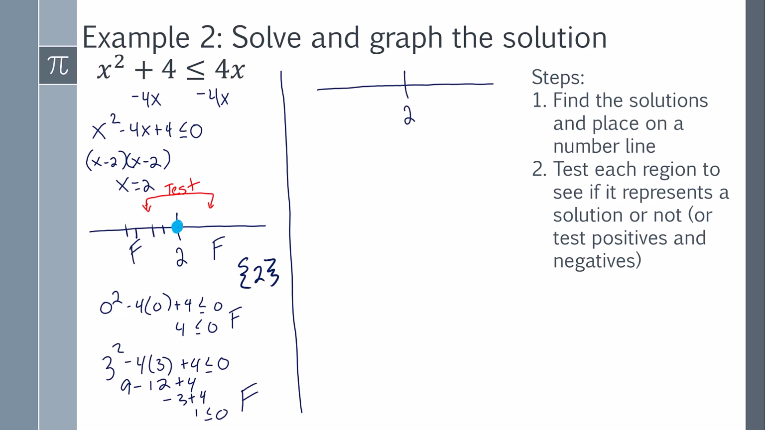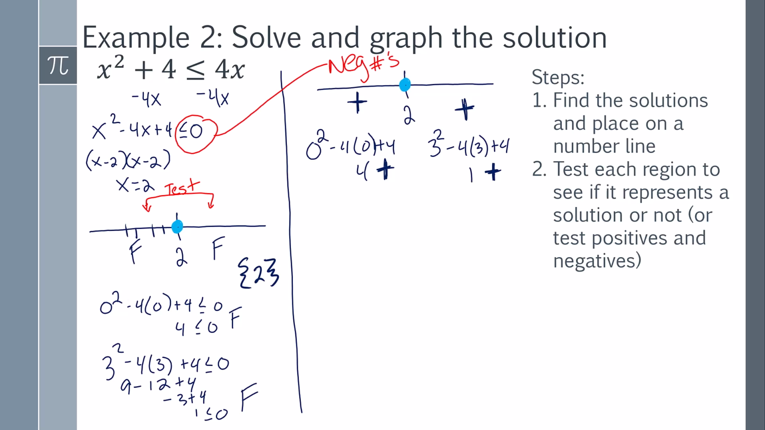Now what if I did the positive and negatives? If I plugged in 0 again, I got 4, that's positive. If I plugged in 3, that's 1, which is positive. If I look at this statement right here, numbers that are less than or equal to 0 are my negative numbers. And so your negative numbers are now true, and then your positive numbers are going to be false. That's why they're false, because those are my positive numbers. And so the only value that I had is true.